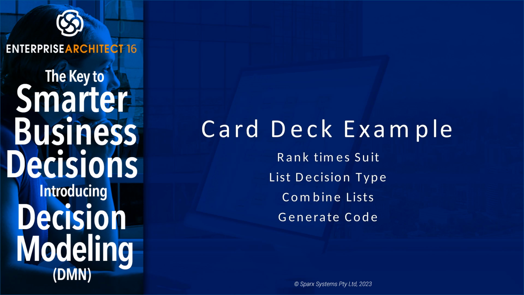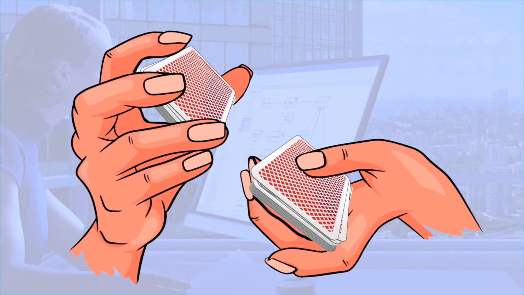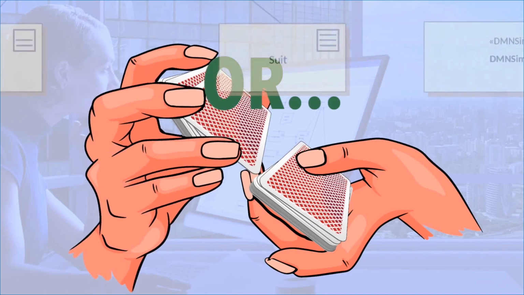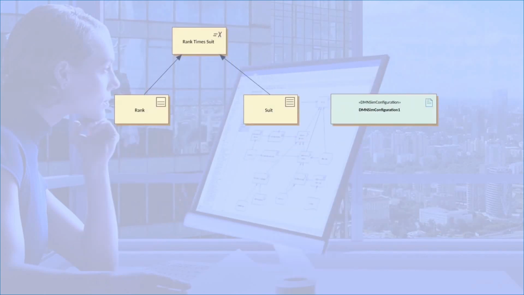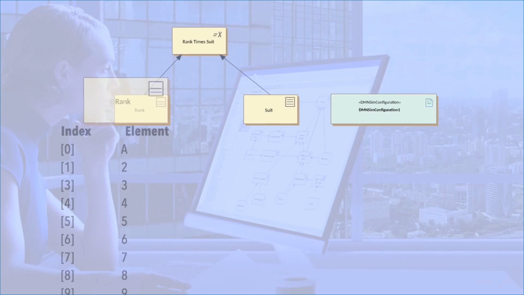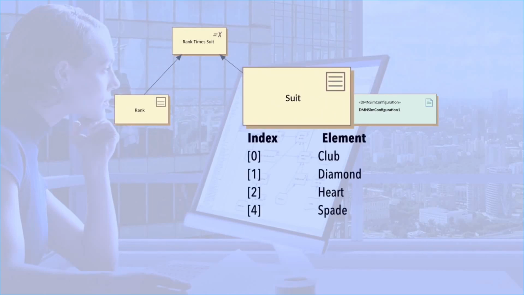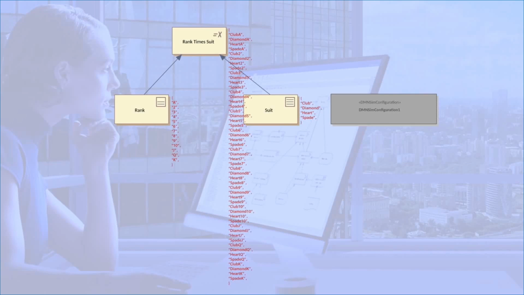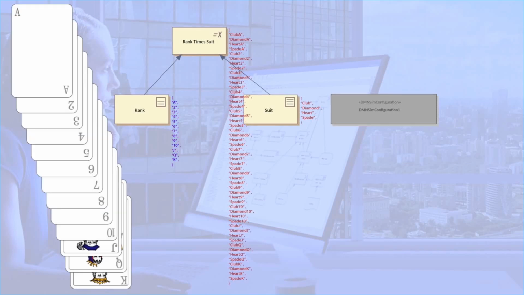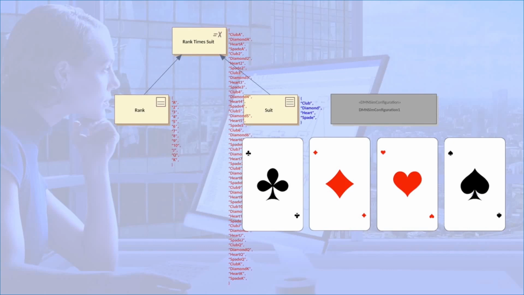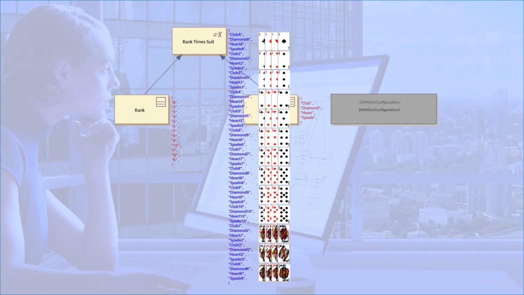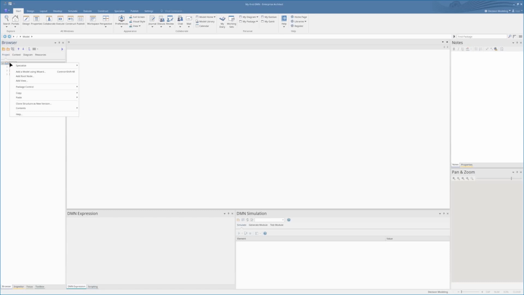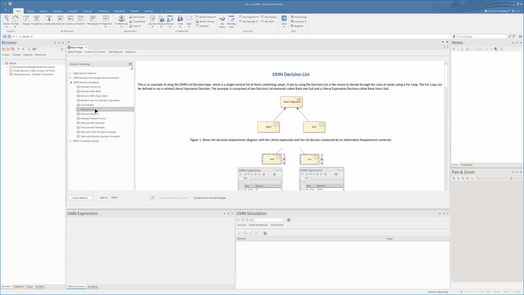This example uses a card deck to showcase how Enterprise Architect manages lists in making business decisions. A list decision type is a single list of items containing values. In our example, we have one that is called rank, while the other is called suit. Rank contains a series of strings such as ace, 1, 2, 3, up to 9, 10, jack, queen, and king, while our suits are defined as club, diamond, heart, and spade. We also have a literal expression decision called rank times suit.